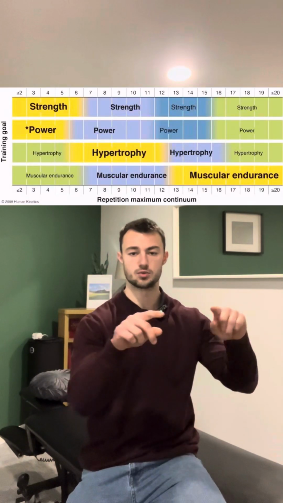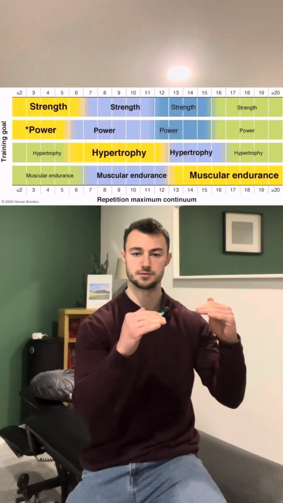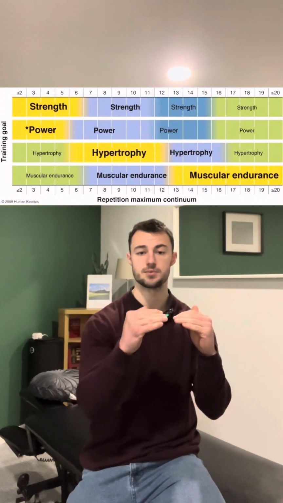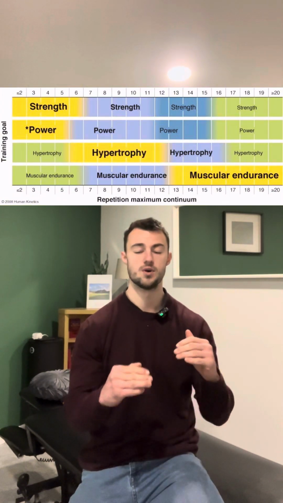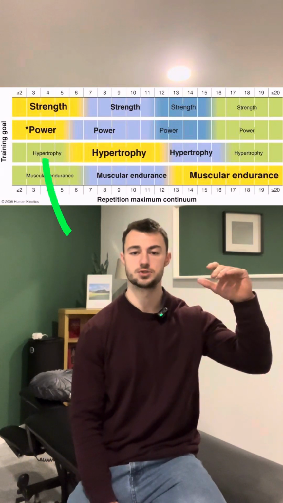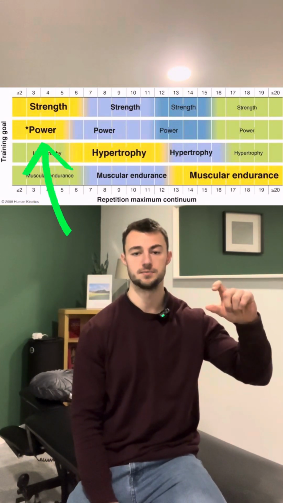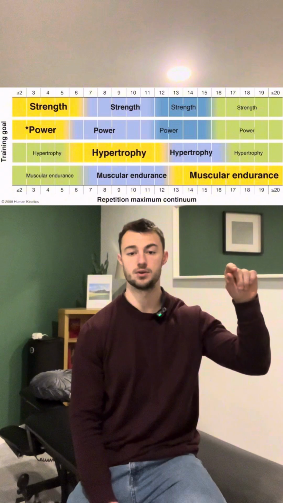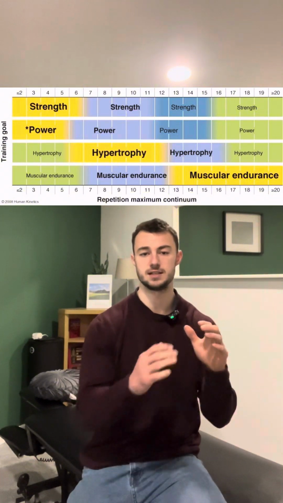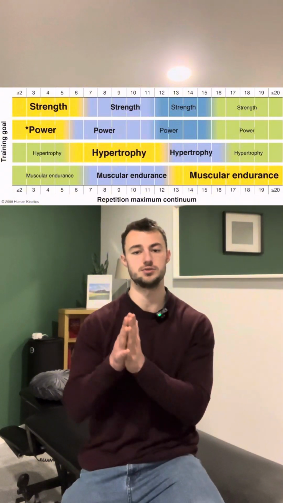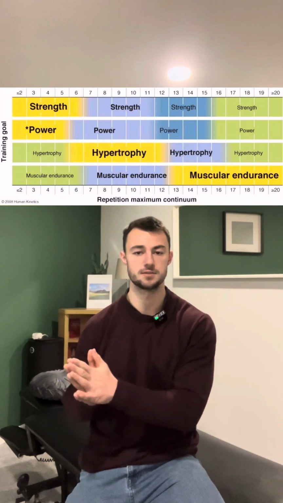I've inserted a little graph down here now which shows you a few different rep ranges and the type of quality that we're looking for. When we're looking at the lower rep ranges, we're training strength and power. There's a little asterisk here with the power number, and that means that it depends on the intent that you train that rep range with.